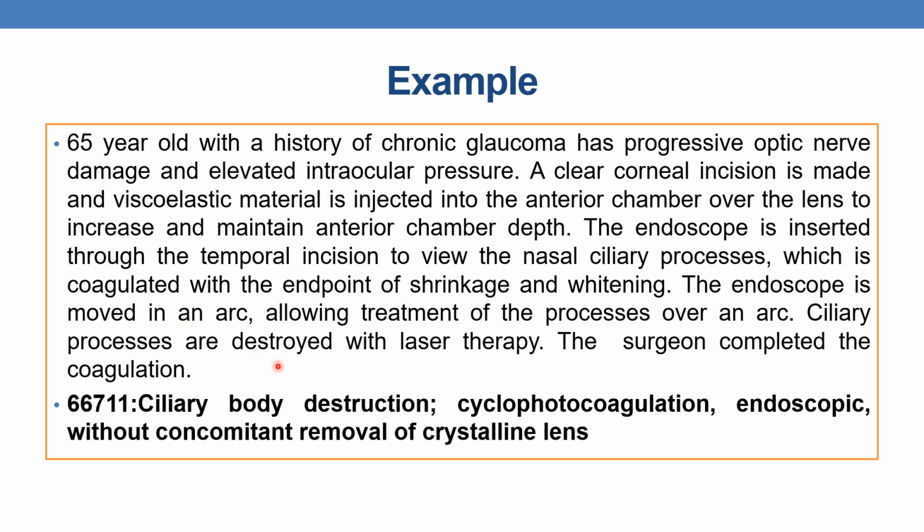Ciliary processes are destroyed. So here the destruction of ciliary body is done by photocoagulation. Here the surgeon completed the coagulation procedure. And endoscope is also used. If you see here, the endoscope is inserted. So the appropriate CPT is 66711. Ciliary body destruction, cyclophotocoagulation, endoscopic without concomitant removal of crystalline lens.